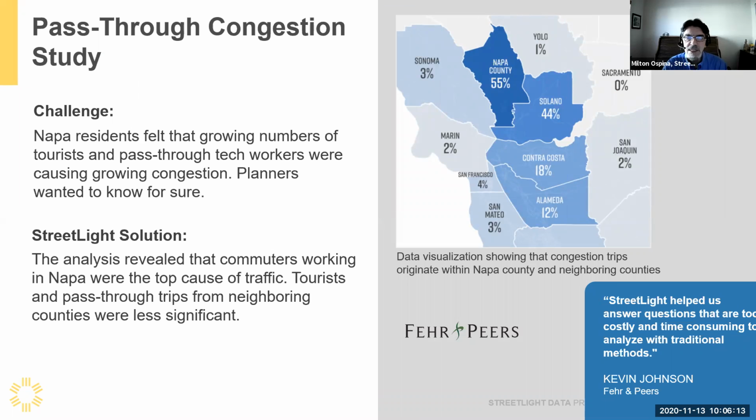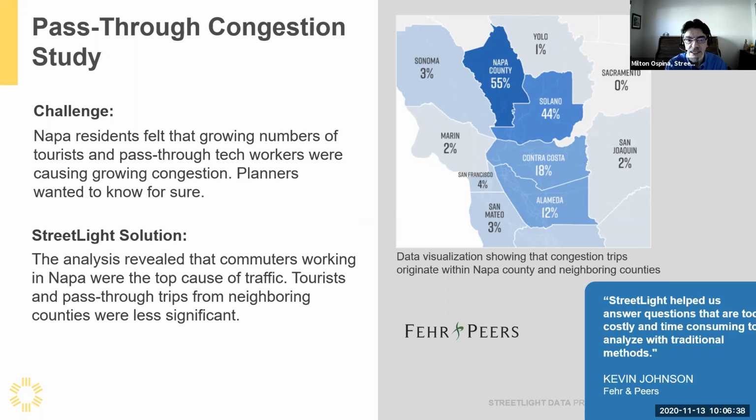Pass-through congestion is a very popular topic, with lots of folks complaining that a lot of people are cutting through their neighborhood to go someplace else. One of the nice things about using our platform is that you can identify that type of behavior and see whether people are cutting through neighborhoods to go someplace else. You can do that against passenger vehicles, or against commercial vehicles.